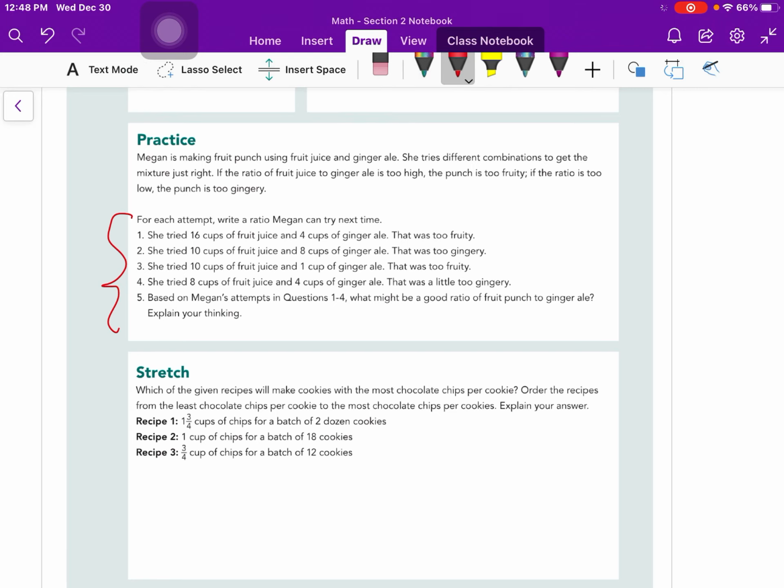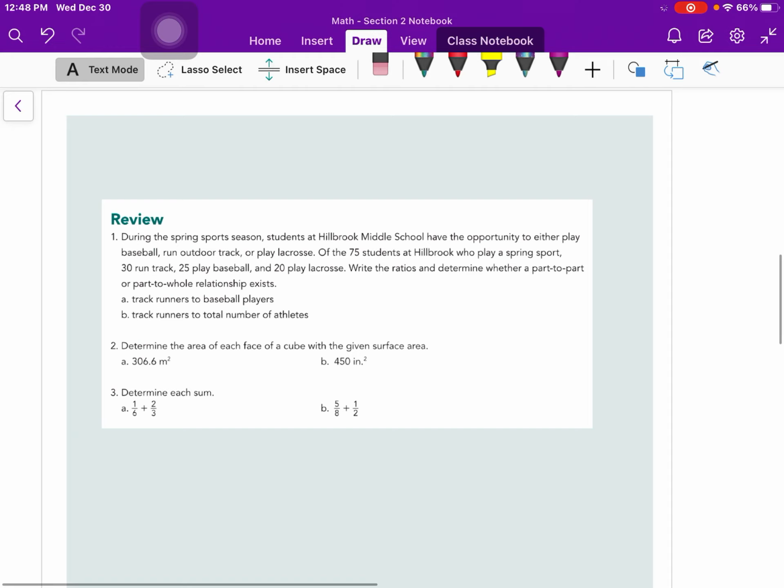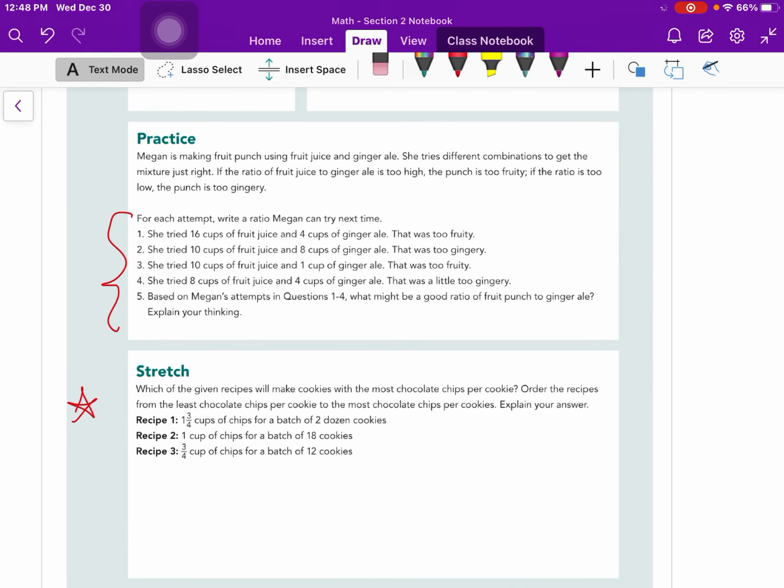And why don't you give these a try for some extra practice? And give these a try for some extra practice. 1 through 5 will be graded. All right, go ahead. Good luck.